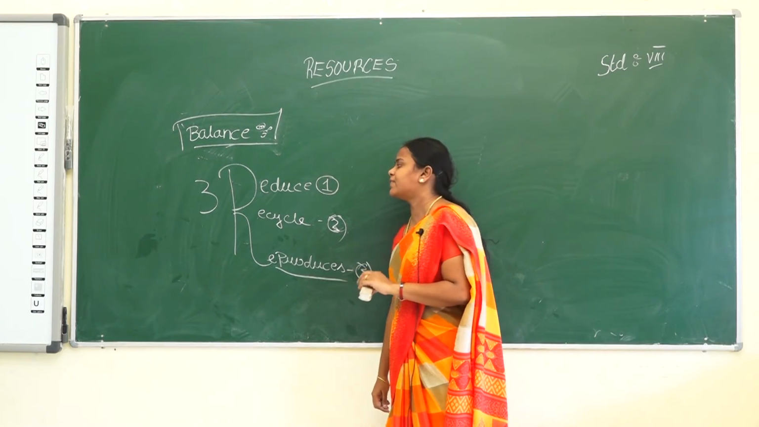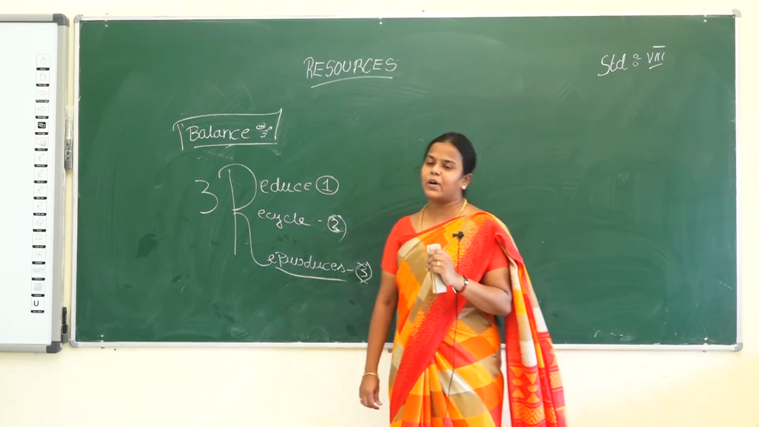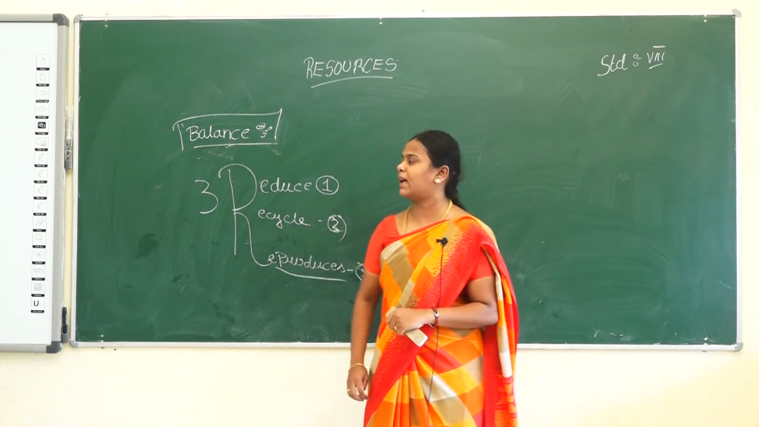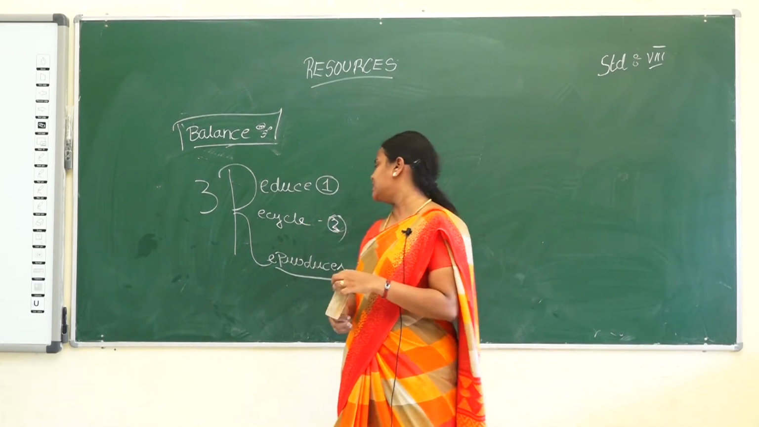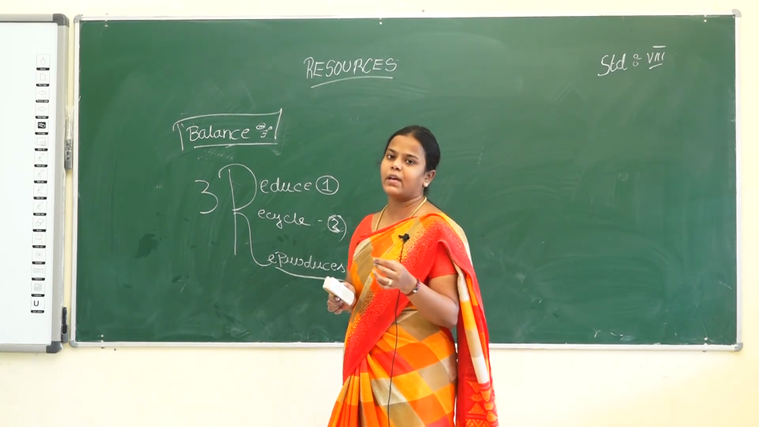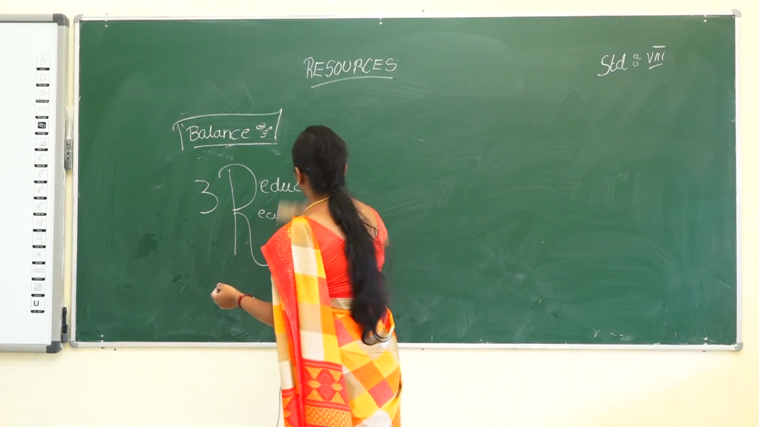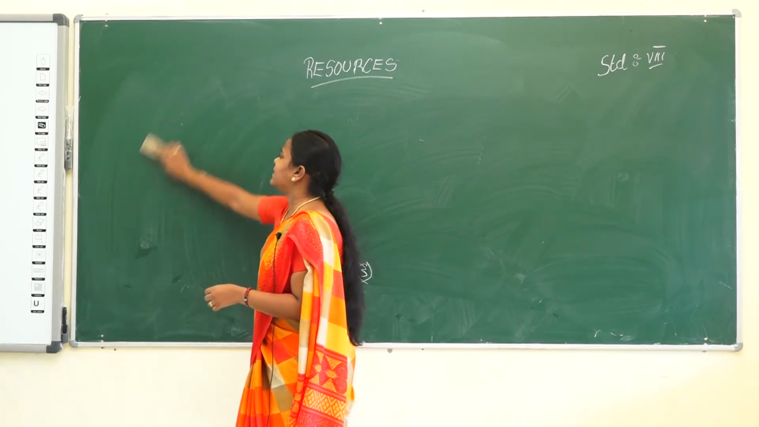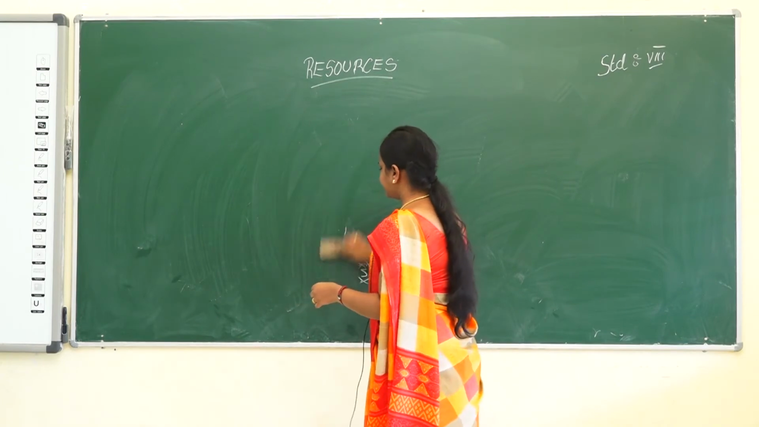These are the 3 things we can do to balance the natural environment. One is reduce, another one is recycle, and the third one is reproduce. These 3 R's should be followed in human life, and it is useful for saving our environment.